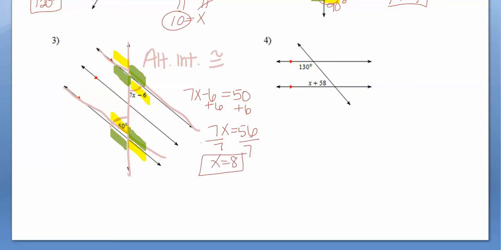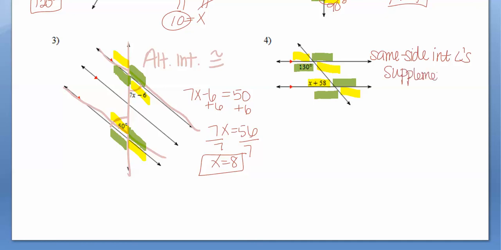Now, a lot of these you set equal to each other because they're congruent, but not all the time. In this case, if we do the highlighting thing, this one will be congruent to this one, and this one will be congruent to this one. Choose a different color. Alright, you get the pattern going, and you'll see 130 is not the same color as x plus 58. These are same side interior angles, which means they're supplementary, which means, you should know this, that they add up to 180 degrees. So that's how we're going to set this up.